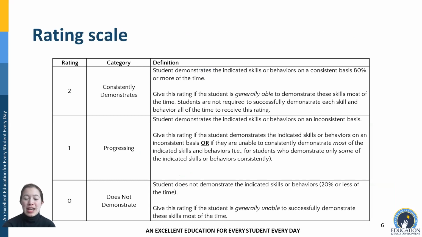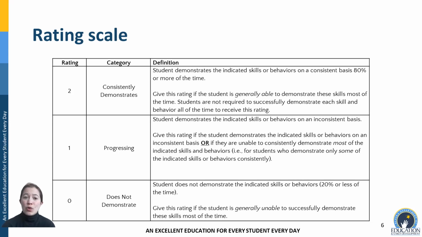As mentioned before, since the ADP is observation-based, teachers are observing students in the classroom and giving the students ratings of whether they are consistently demonstrating, progressing, or not consistently demonstrating those skills. If a student is consistently demonstrating, they need to be showing that skill or behavior on a consistent basis around 80% of the time or more. So that means if a teacher is observing a student multiple times in the classroom, that student should be demonstrating that skill on 4 out of 5 occasions to be considered consistently demonstrating.